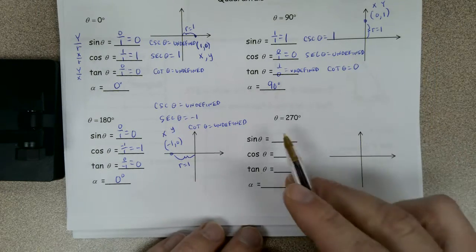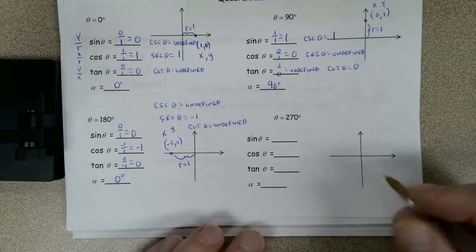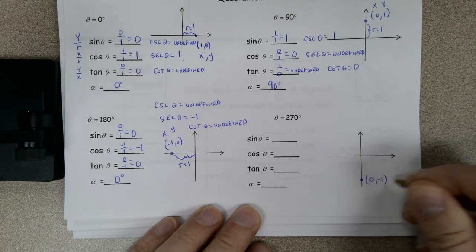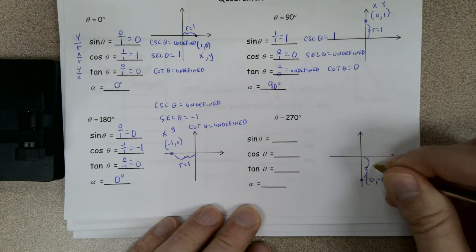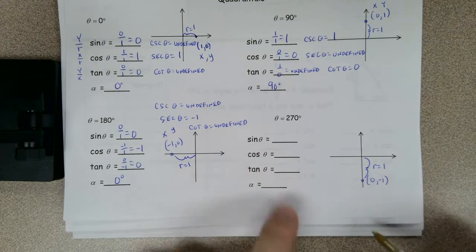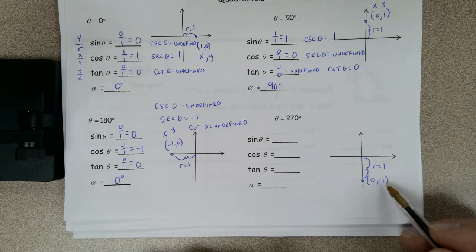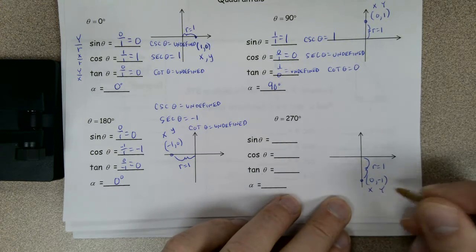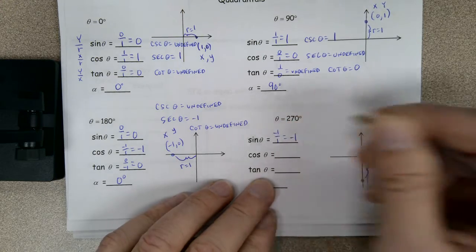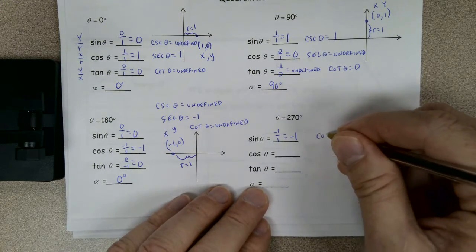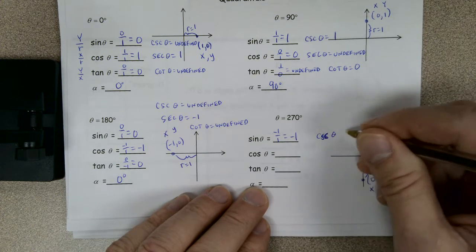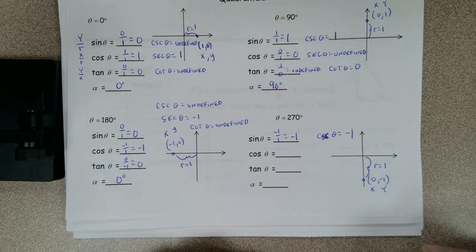Okay, let's look at the last one. Theta being 270, that's going to put me down here at the point 0, negative 1. Radius is still equal to 1. So sine y over r. So again, here's my x, here's my y. So negative 1 over 1, which is negative 1. Cosecant is also going to be negative 1.